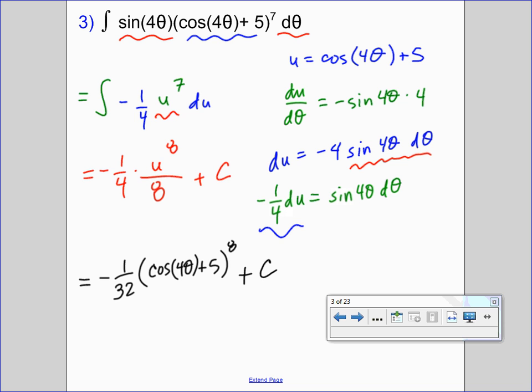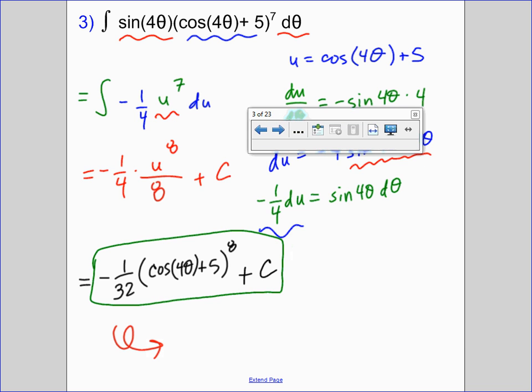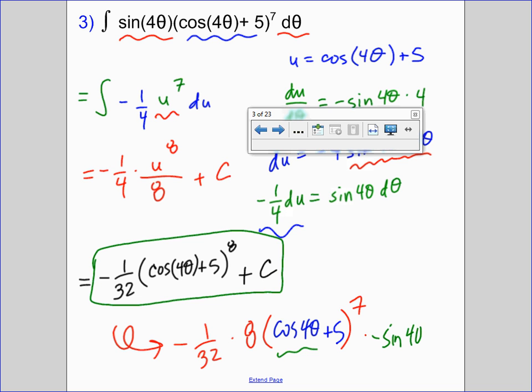Great. How can we check and see if that's right? Well, we can always differentiate. So I could always check and see if my antiderivative function is correct by differentiating. We'll just do a quick derivation to make sure we're good to go. So constant multiplier, negative 1/32, times the power rule, where my overall function is a power function: exponent times the base raised to 1 less times the derivative of the base. It's just that my base isn't an x. It's cosine of 4 theta plus 5. So the derivative of my base is opposite of sine of 4 theta times 4.